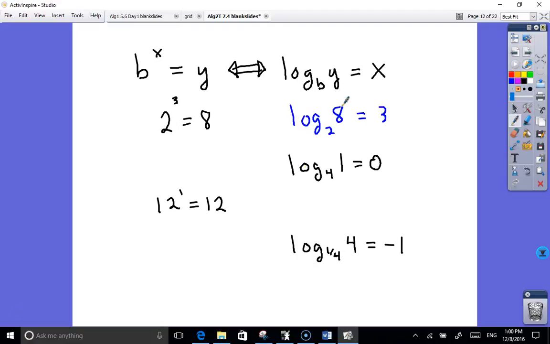Okay, let's do this one. Log base 4 of 1 equals 0. Let's convert that one to an exponential. What would be the base of the exponential? 4. Okay, what would be the exponent?